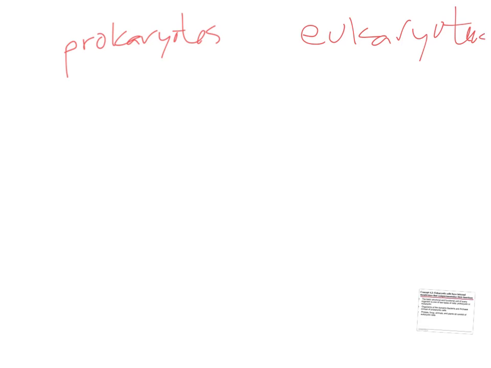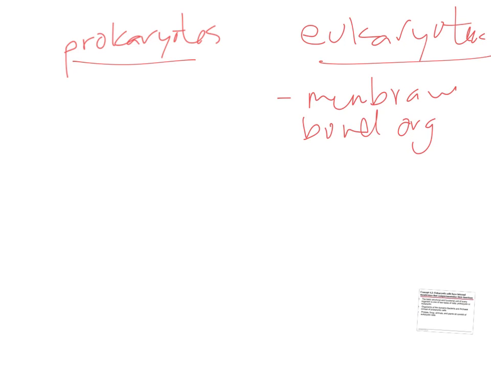What's the difference? So prokaryotes are bacteria. What else? What's the big difference? Eukaryotes have membrane-bound organelles. That's organelles, okay? Prokaryotes do not have membrane-bound organelles.